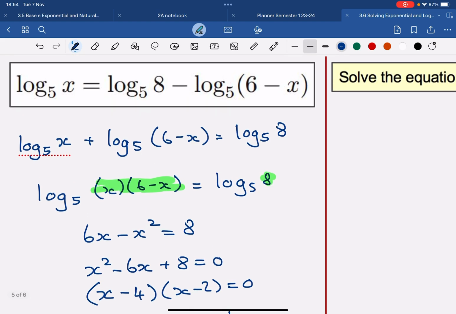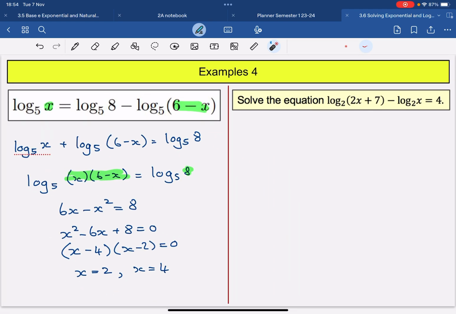that 2 can be put into this logarithm here. Can I make x 2 and can I make x 4? Yes. What I'm looking for in here is that I don't get a negative number, because then I wouldn't have a logarithm.